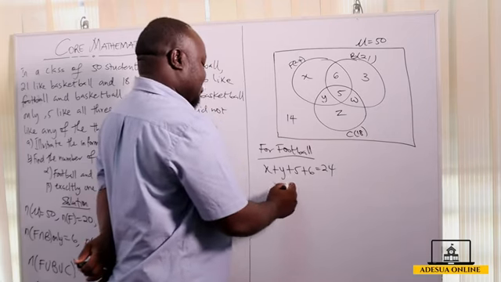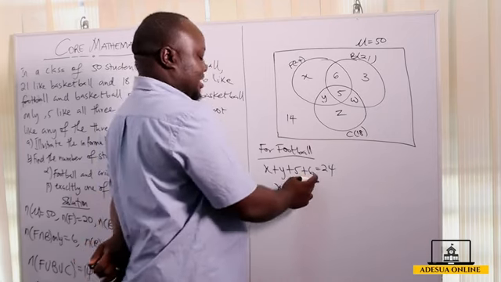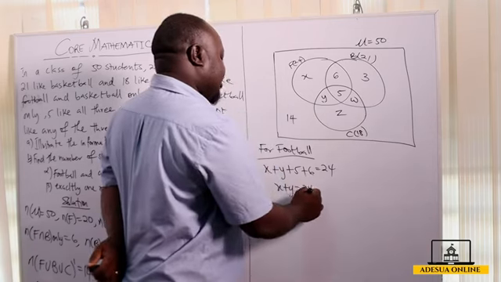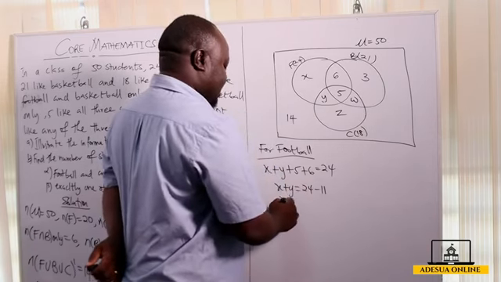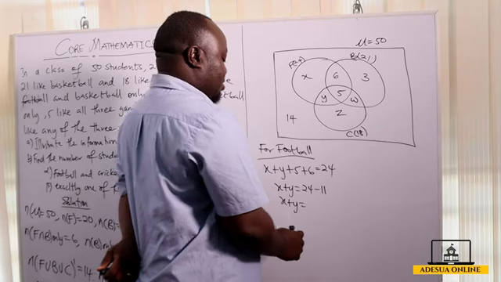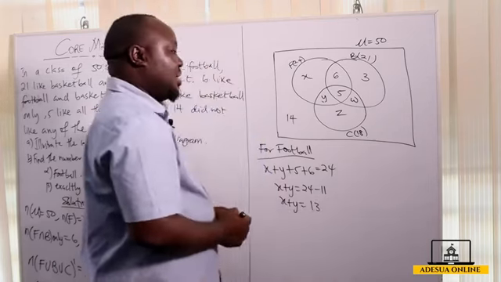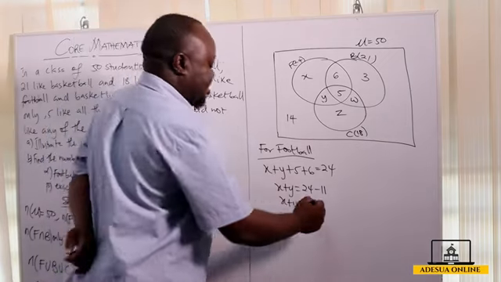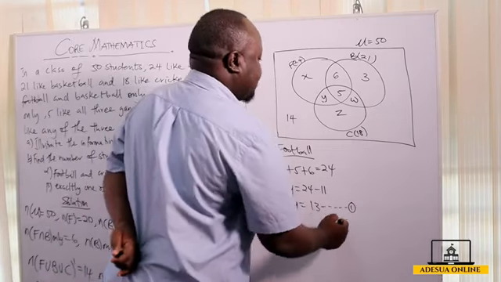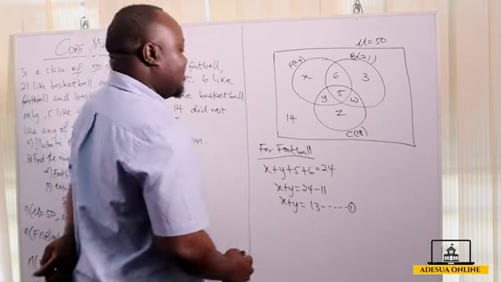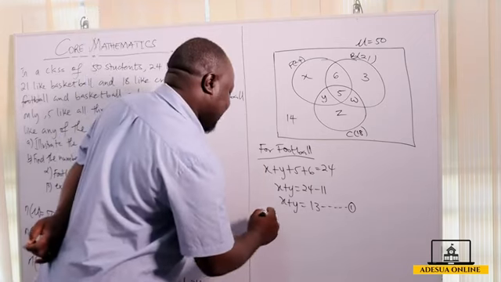So x plus y will be equal to 24 minus, 5 plus 6 is 11. So we have 24 minus 11. x plus y will be equal to 13. Now we call this equation 1. Then we move to basketball.